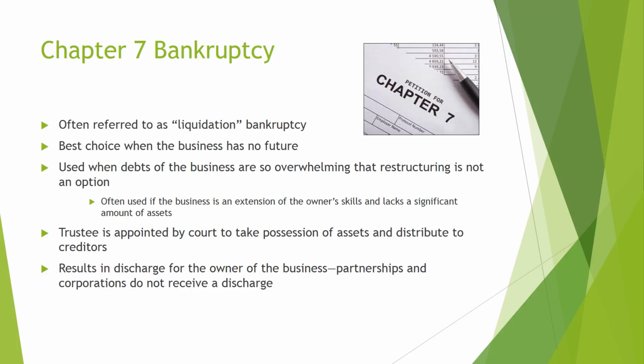So, in a small corporation setting, if a painter's company, an art company decides to file bankruptcy, really they don't have a lot of significant assets in the business, but the majority of the business is based off of the artist involved. A trustee is appointed by the court to take possession of any assets that are available, and they are to distribute this to the creditors. This does result in a discharge for the owner of the business. Partnerships and corporations do not receive a discharge.